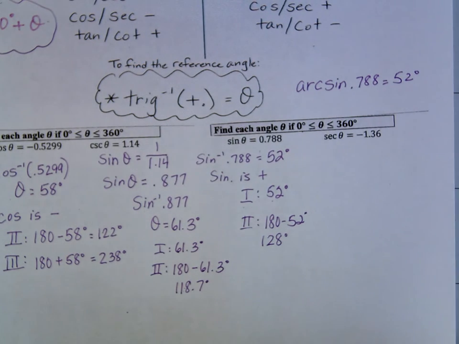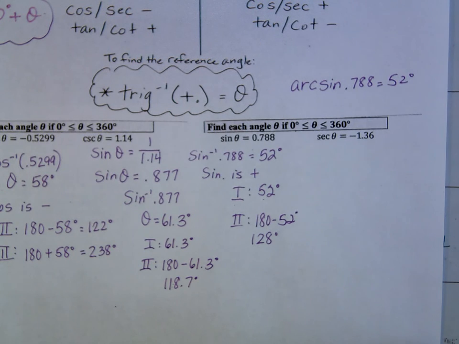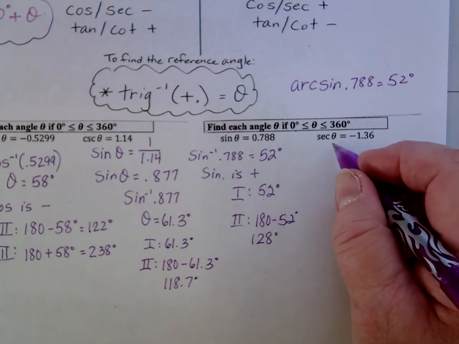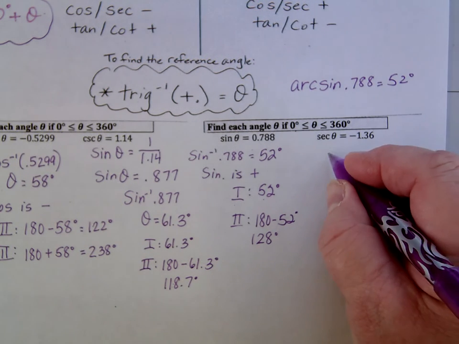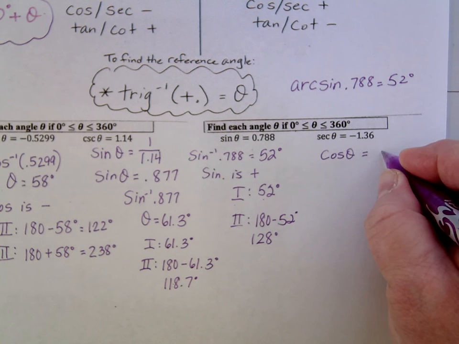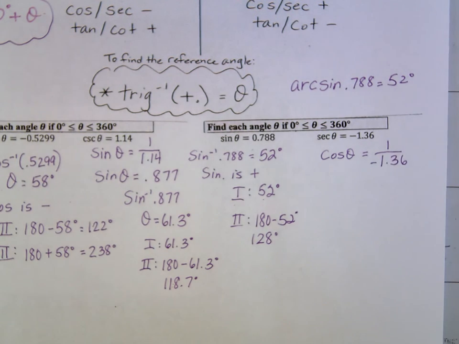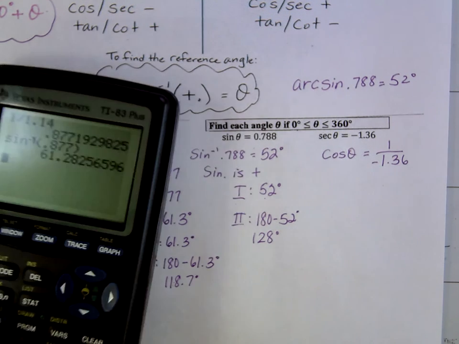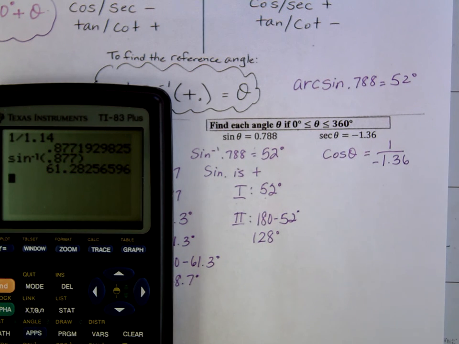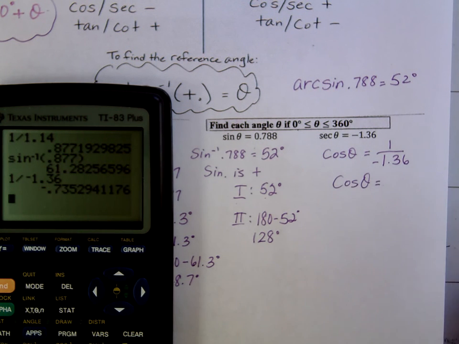All right, last one, secant. We don't have a secant button. So now I've got to do the reciprocal rules with this. The reciprocal of secant is cosine. Cosine is 1 over -1.36. So I figure out the decimal. Again, I'm not worried about the trig part of it yet. I take 1 divided by -1.36. It gives me a decimal, which is the cosine is -0.735.